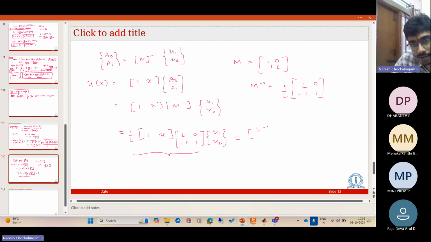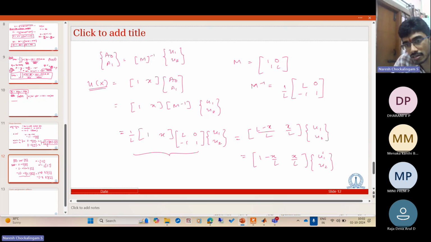So we get an L minus x by L, and you get an x by L, multiplying U1, U2. So this you can write as 1 minus x by L, x by L, times U1, U2. So what we have achieved is that we have obtained an expression for U of x as a linear combination of its values at the two ends.